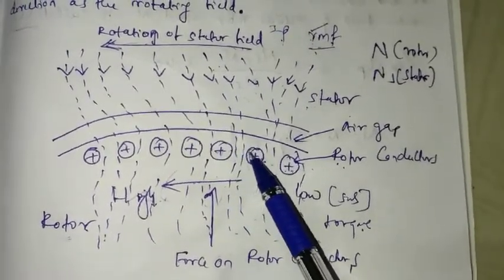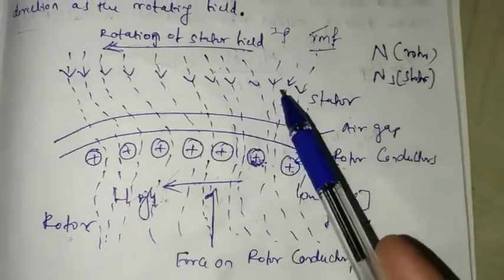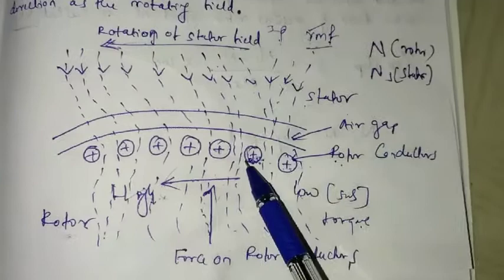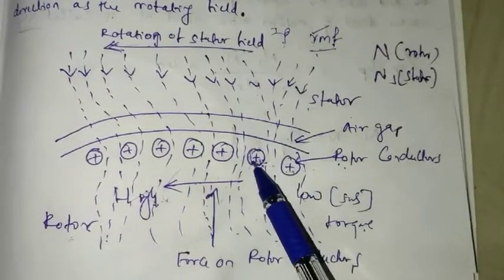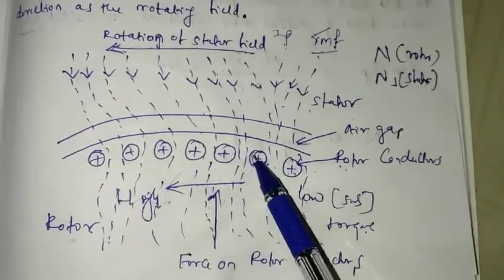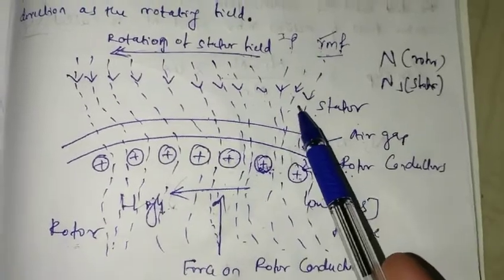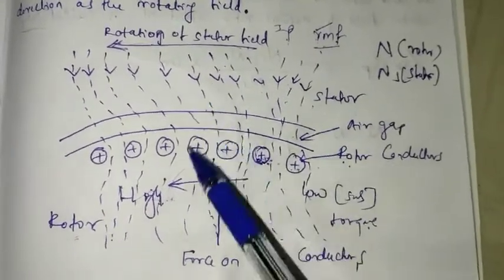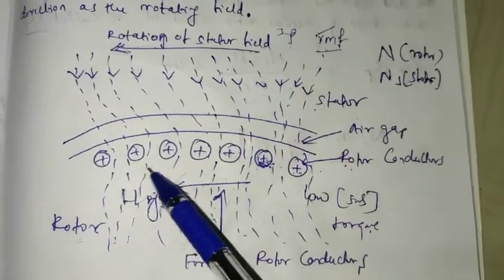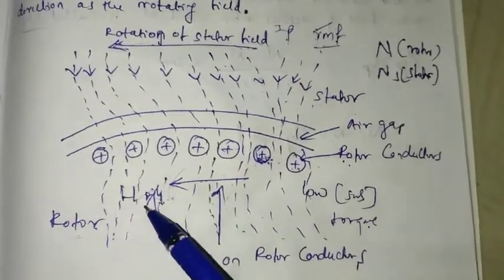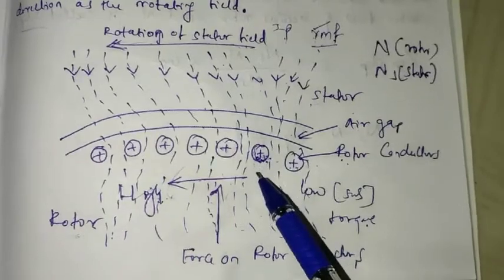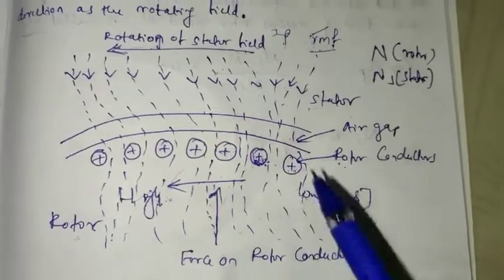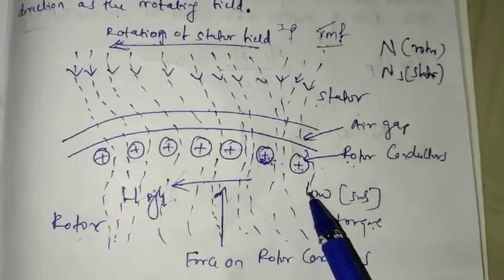So now there are two fluxes in the machine. One is the stator flux, which is called the rotating magnetic field. Another one is the rotor flux, which is because of the induced EMF due to the stator magnetic flux. Whenever these two fluxes are additive, that area becomes the high flux area. Whenever these two fluxes are opposite in direction, they cancel each other, so that area will be the low flux area.